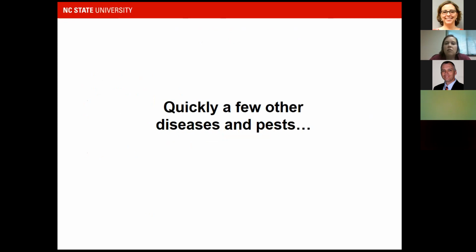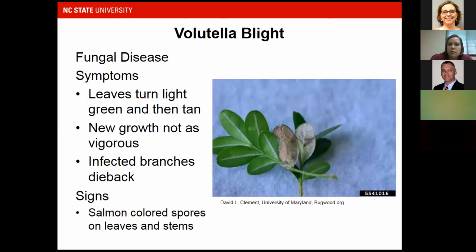So quickly, I'll go into a few other diseases and pests. I wanted to touch on Volutella blight. With this one, the symptoms are that the leaves turn light green and then tan. The new growth might not be as vigorous. The infected branches will die back.